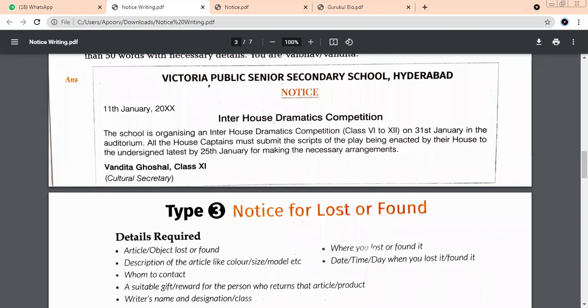Okay, ma'am. Beta, type 1, type 2, we've just divided it for your convenience so that when you study, you know how many types of notice there are in your syllabus. That's it. There are 6 types. We'll do one sample each. Then we'll practice them more also.